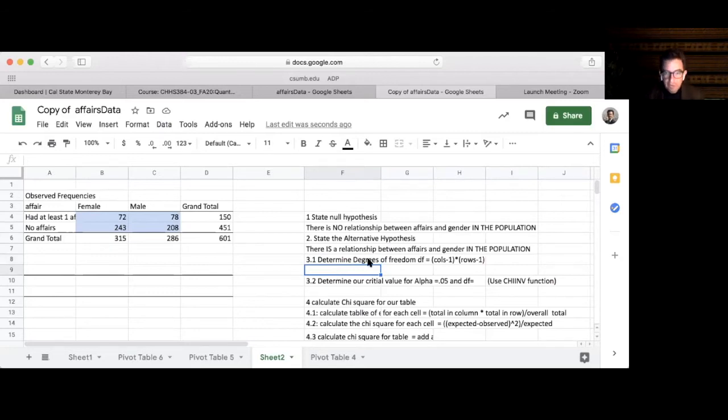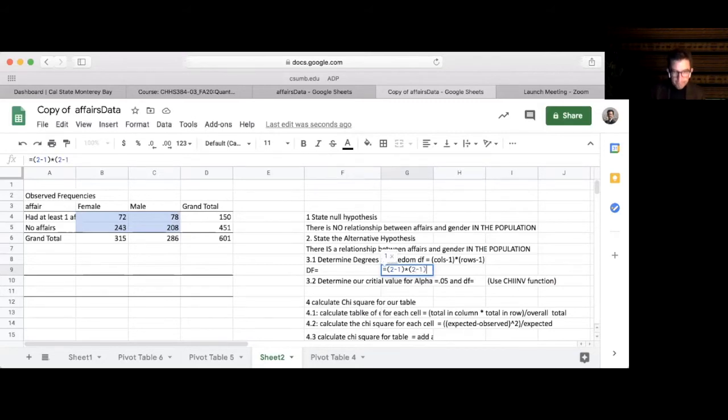So we need to use this formula. Degrees of freedom is the number of columns minus 1 times the number of rows minus 1. How many columns do we have? Don't count the total. 1, 2. This is 2 minus 1, times how many rows do we have? Don't count the total. 1, 2. So we have 2 rows.